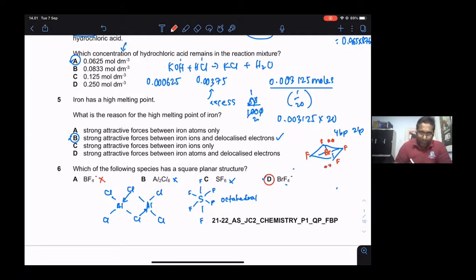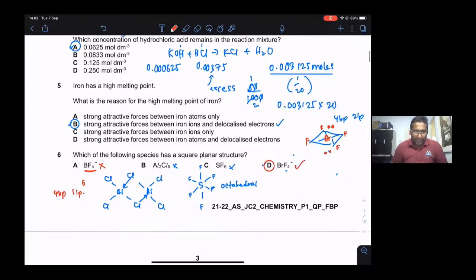This one will look like, boron is group 3, so 3 plus 3 gives 6 electrons. It will have 4 bonding pair and then 1 lone pair. It doesn't match with what we have. So we are looking for D.